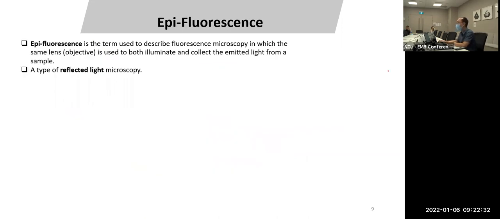So let's talk about epifluorescence. Sometimes you encounter this term epifluorescence. It simply means that the same objective is being used to excite the molecule as well as to collect the emitted light. Right? And it's a type of reflected light microscopy.